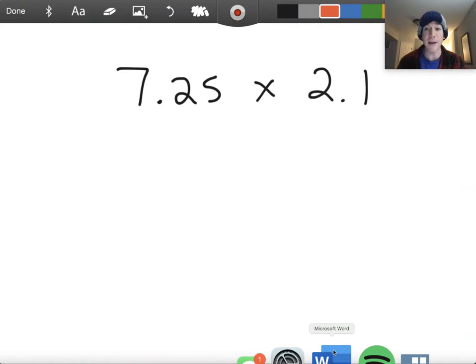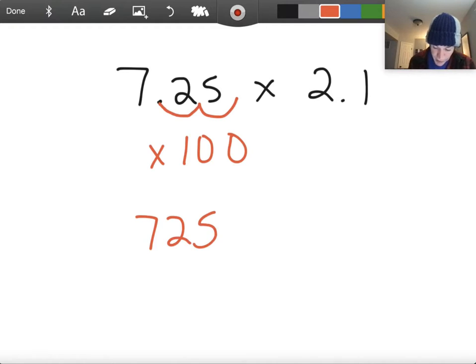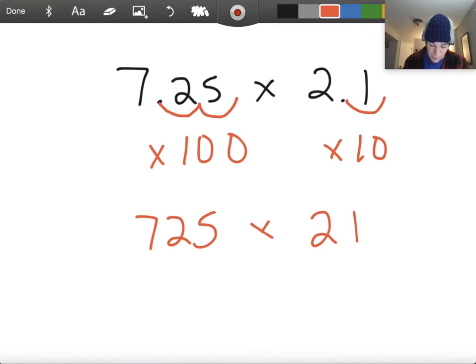All right, same idea here. Notice here I have two decimals, so in this case, I'm going to make them both into whole numbers. I'm going to move this over twice. 7 and 25 hundredths, if I multiply that by 100, it's going to give me 725. Same idea here, I'm going to move it over once, though. That's the same as multiplying by 10. It's going to give me 21. So now notice I have two whole numbers to use, 725 and 21. I multiply these two numbers.